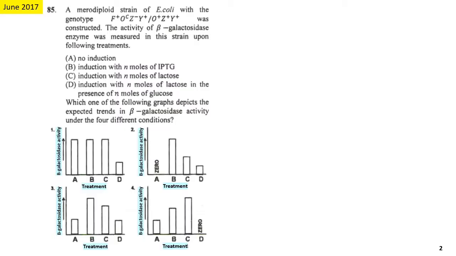Now this question is from CSIR June 2017, and according to the question, there is a merodiploid strain of E. coli with this genotype. Under these four experimental conditions, what will be the activity of beta galactosidase enzyme in this merodiploid strain? Also, out of these four graphs, which graph is correctly representing the activity of beta galactosidase enzyme under these four experimental conditions in the merodiploid strain?